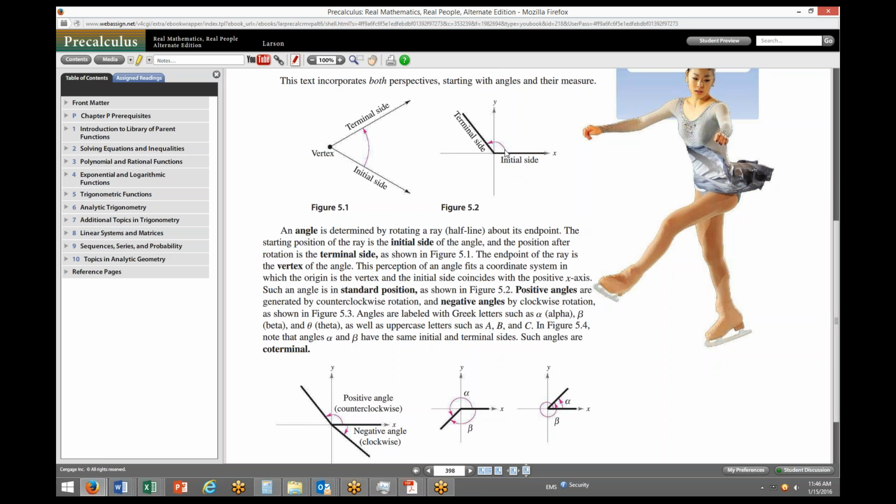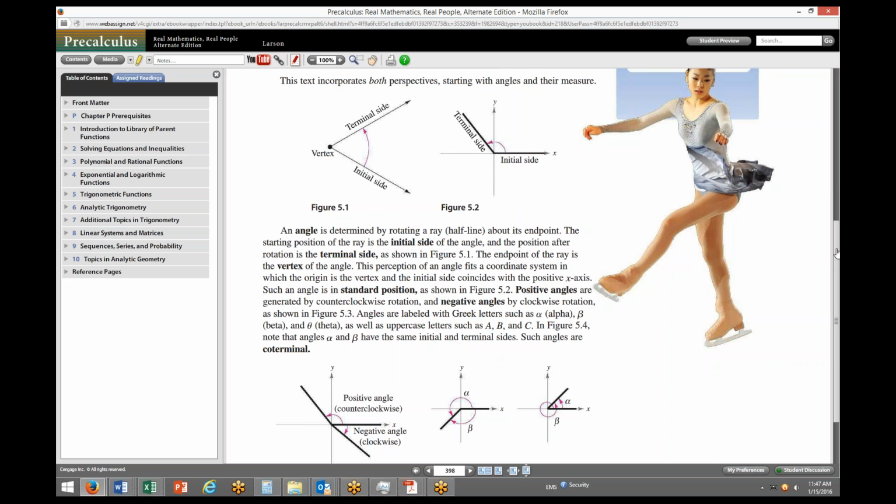Or you could go around the other way. You could start with a negative angle at the initial side, go through 90, 180, and another 45 degrees, end up at the same terminal side, and you would have an angle of measure negative 225 degrees. So the 135-degree angle would be coterminal with an angle of measure negative 225 degrees.